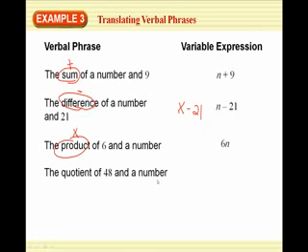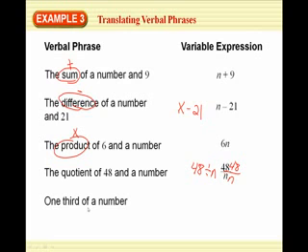The quotient, that's division, of 48 and a number, so you can write that 48 divided by n, or I want you to get used to seeing them as fractions because we're going to be doing a lot of solving, and to me it's just a little bit easier to see it as a fraction than written out with the division sign.